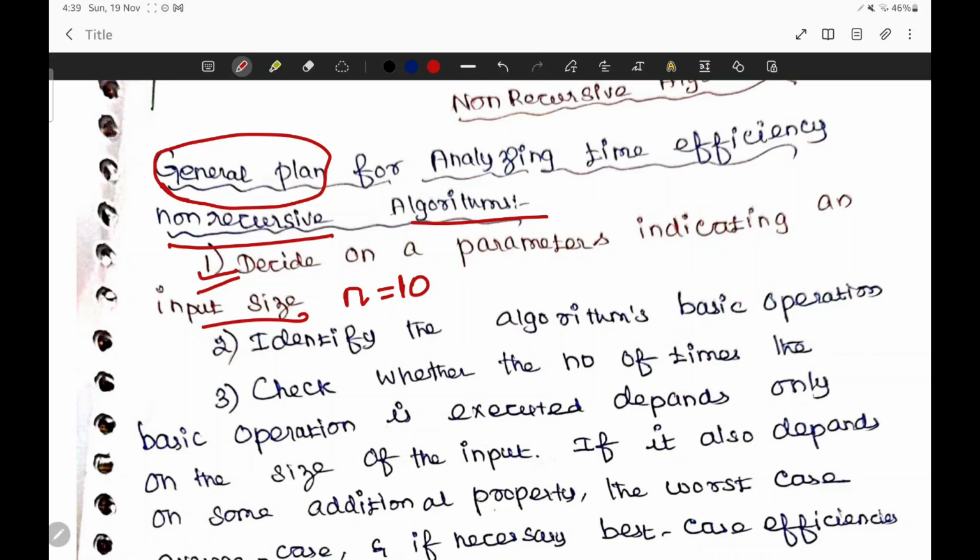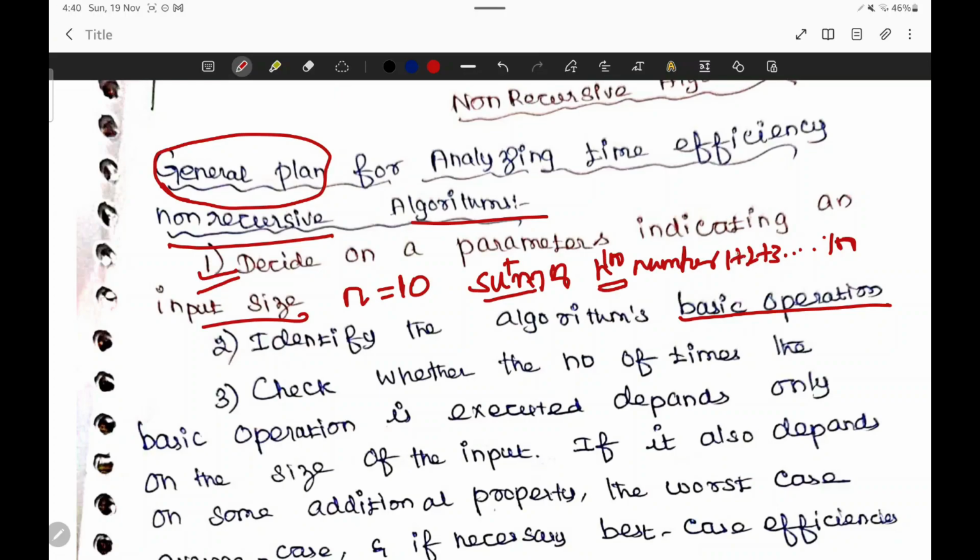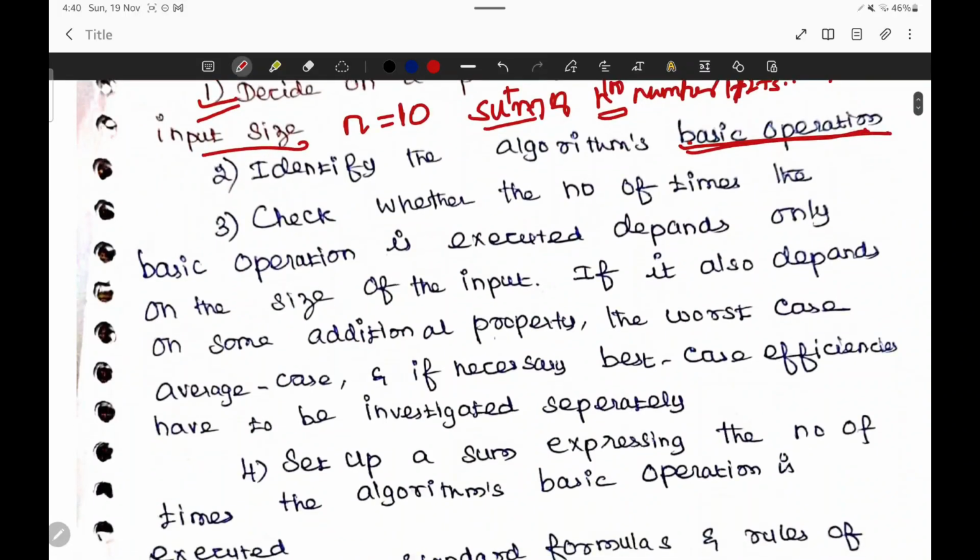What is the second step? We need to identify the basic operation. For example, the sum of n numbers. What is meant by sum? Addition. n may be 100 or 200 or something else: 1 plus 2 plus 3 and so on up to 100. 100 times, what are we doing? Addition. So addition is the basic operation repeatedly done n times. That is the basic operation we need to identify in the respective algorithm.